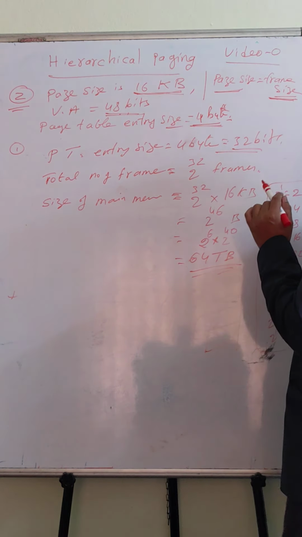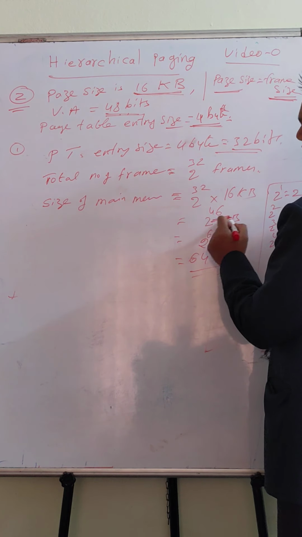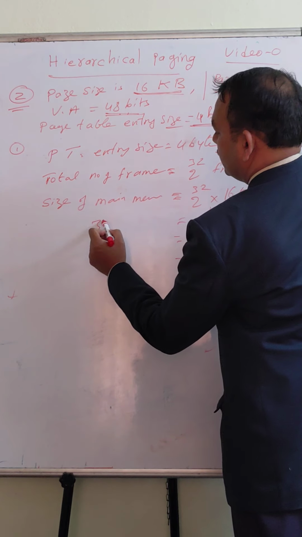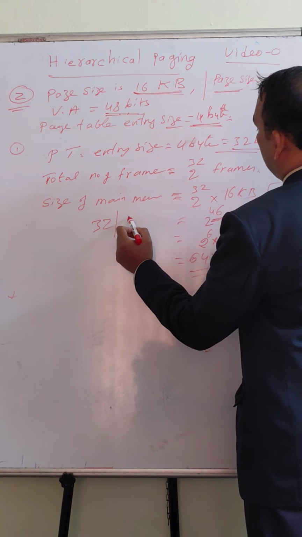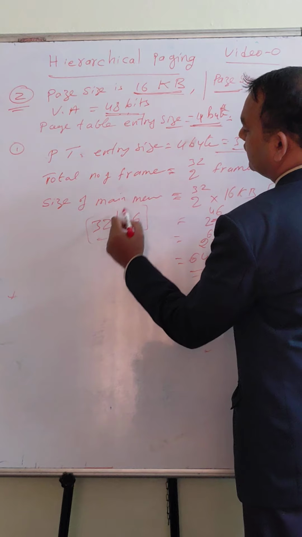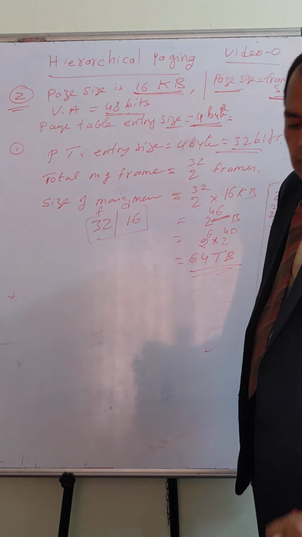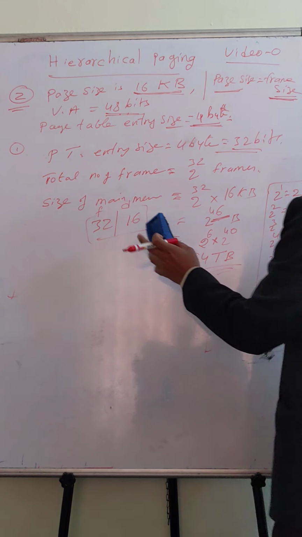So how many bits does it require, my dear friends? 46 bits. The 46 bits are divided into a 32-bit frame number and 6 bits of offset. This is D, this is F. I hope you followed till now. Okay, let us follow next.